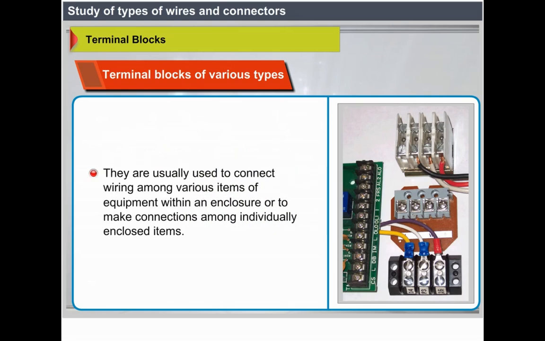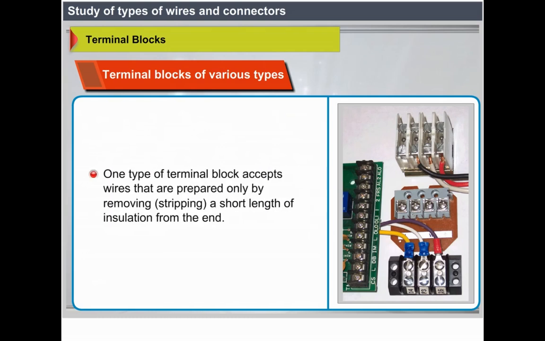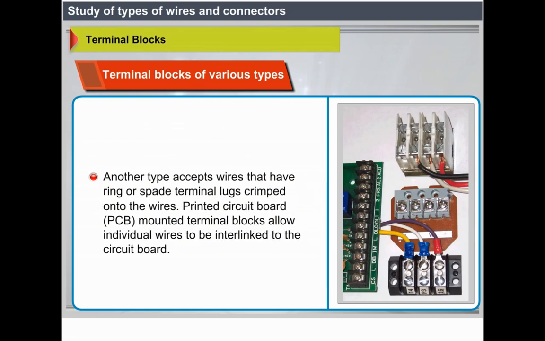They are usually used to connect wiring among various items of equipment within an enclosure or make connections among individual enclosed items. One type of terminal block accepts wires that are prepared only by stripping a short length of insulation from the end. Another type accepts wires that have ring or spade terminal lugs crimped onto the wire.